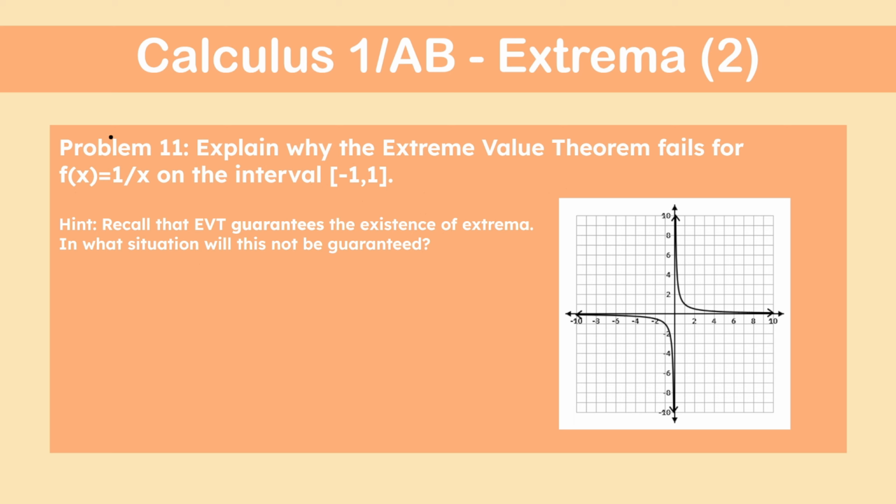Okay, so f of x is equal to 1 over x is undefined when x equals 0. Which means that this function on the interval negative 1 to 1 is not continuous for all points of the interval. If a function is not continuous for all points on an interval, that means that the extreme value theorem does not guarantee that a maximum or minimum may exist. So that's why the extreme value theorem fails.